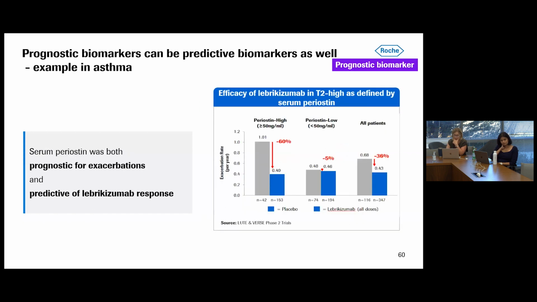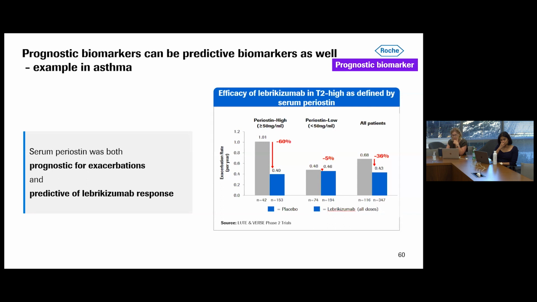On the next slide is another example, this time in asthma, where serum periostin was a biomarker that we were developing as a predictive biomarker for this drug, anti-IL-13, that was in development for asthma. We found that periostin was prognostic for exacerbations, which is the primary endpoint in respiratory diseases like asthma. You can see the gray bar on the left is the periostin high patients. They have a lot more exacerbations compared to the periostin low, which is the middle gray bar. And so again, that's the prognostic aspect.